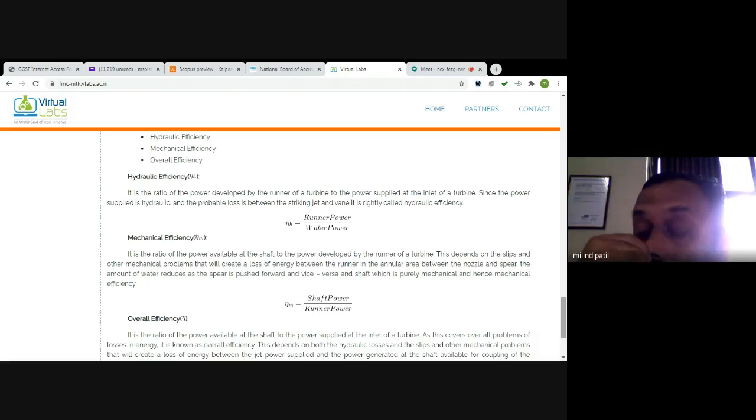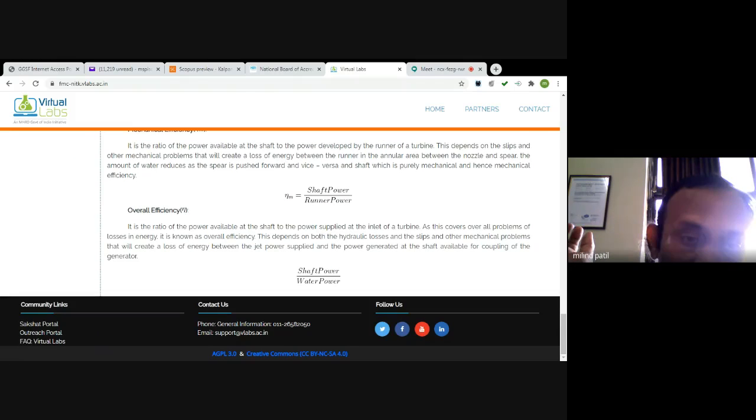So if I want to consider these losses, then the mechanical efficiency is defined as shaft power upon runner power. See, there are now three different powers: water power, runner power, and shaft power. Water power is the power which is available inside the tank. Runner power is the power which is available inside the runner, and shaft power is the power after transmission of the runner power to the shaft of the turbine. We call it the shaft power. So these are three different powers actually.